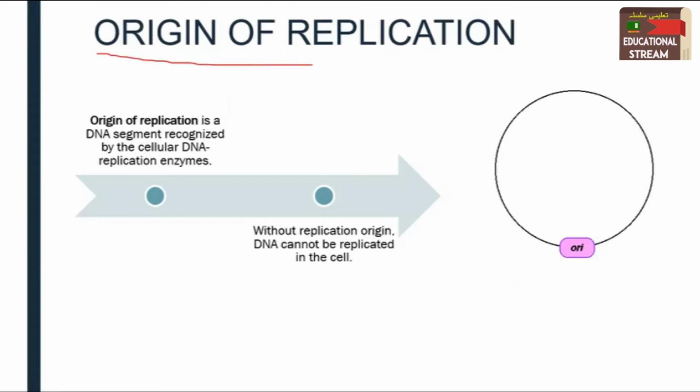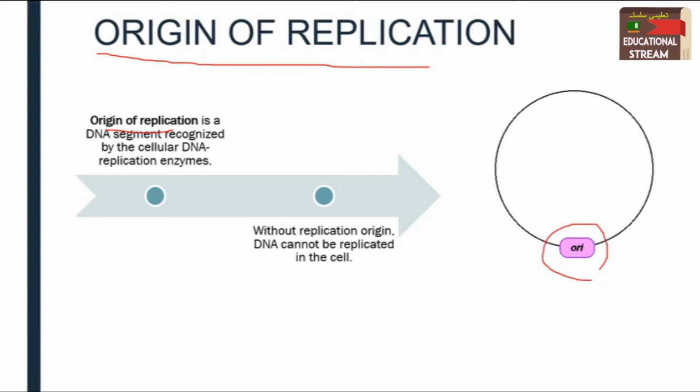We have also said that a bacterial plasmid that we are going to introduce into the bacteria should possess an origin of replication, so it can autonomously replicate. What is meant by origin of replication? Origin of replication is a DNA segment, as you can see here, which is recognized by the cellular DNA replication enzyme, which is DNA polymerase.